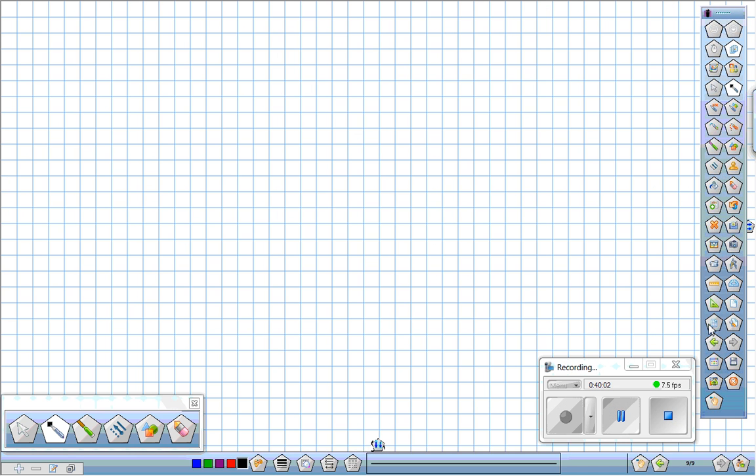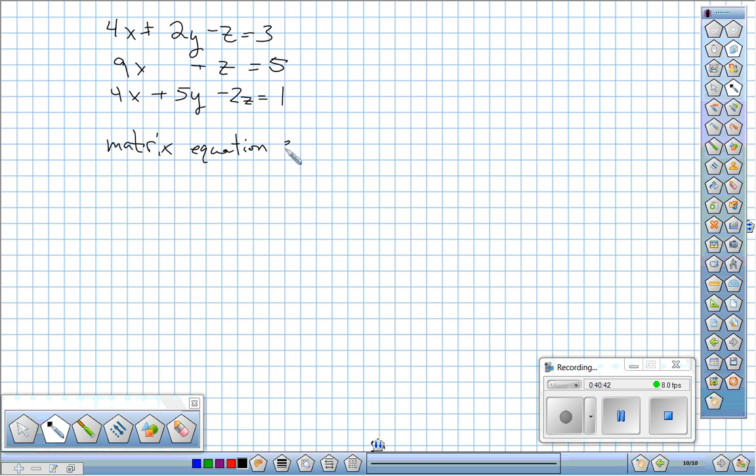And then you have a couple really nice questions that will give you something like 4x plus 2y minus z equals 3, 9x plus z equals 5, 4x plus 5y minus 2z equals 1. And what they're going to tell you is to make an equivalent matrix equation. This is actually not very bad at all.